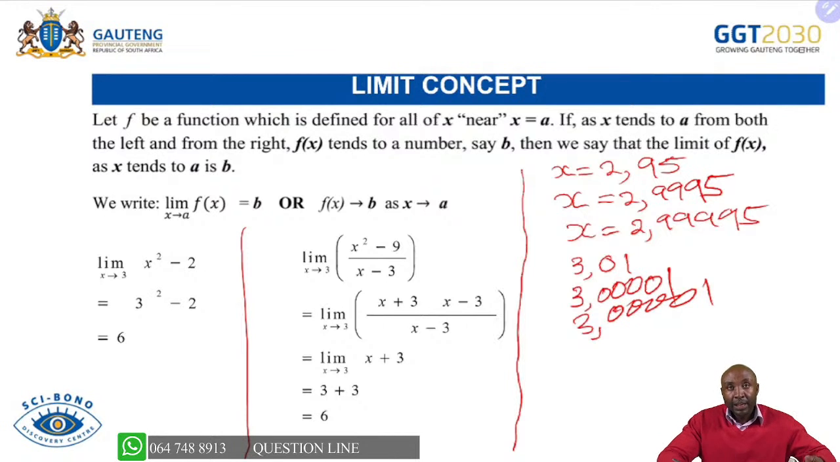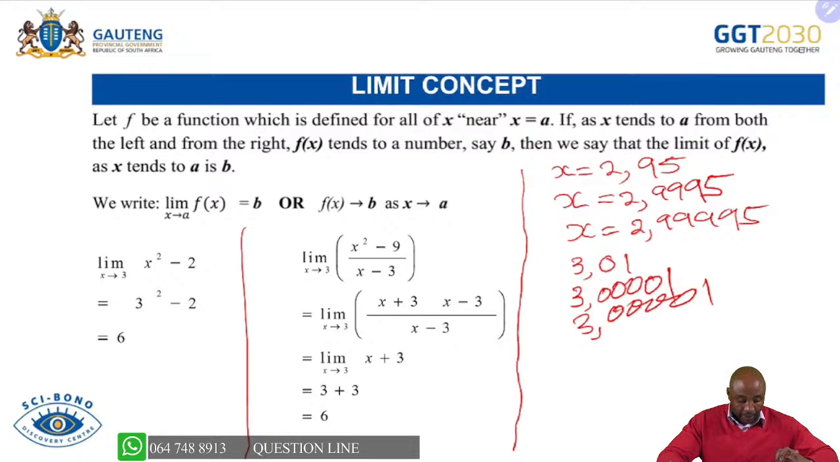Even from the left, if you keep on substituting your 2,95, 2,995, 2,9995, when you round off the answer that you are computing on your calculator, it will round off to a whole number, for example, 6 in this case. So, to evaluate a limit, we can now substitute 3 instead of x, and then we evaluate the value when we substitute that particular number that we are approaching.